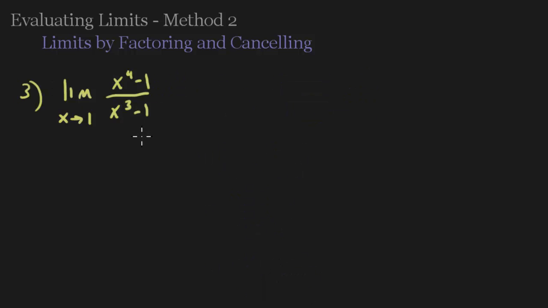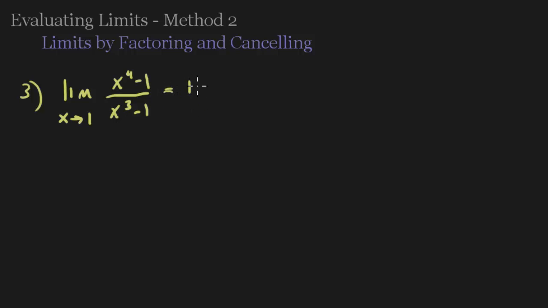So here's our final example. We have the limit of x to the 4th minus 1 over x cubed minus 1. I think you can quickly see we're going to get 0 over 0 when we plug in 1. So let's try factoring and canceling.